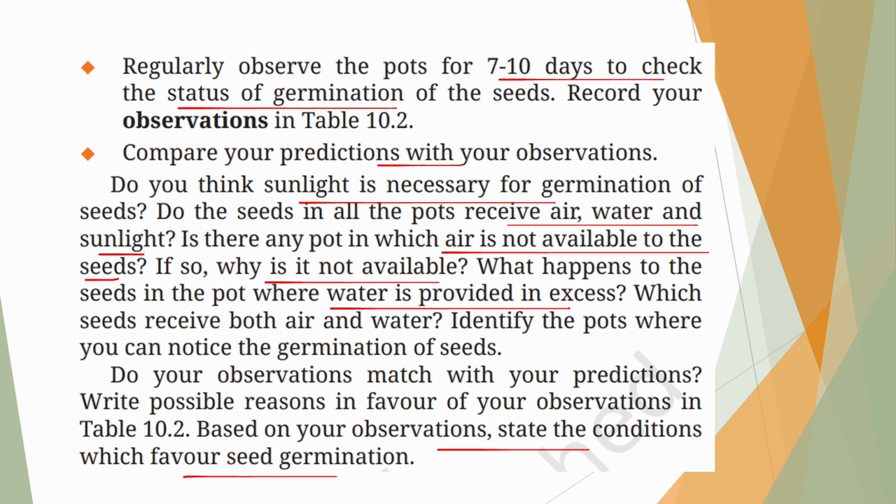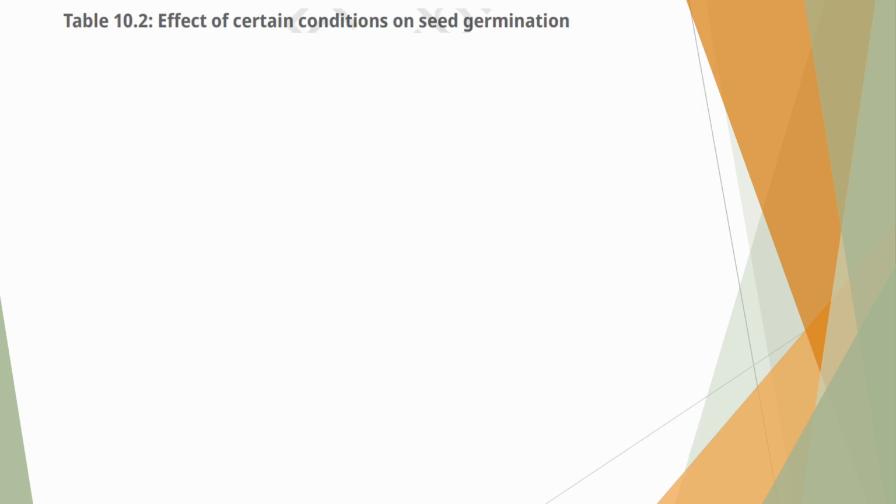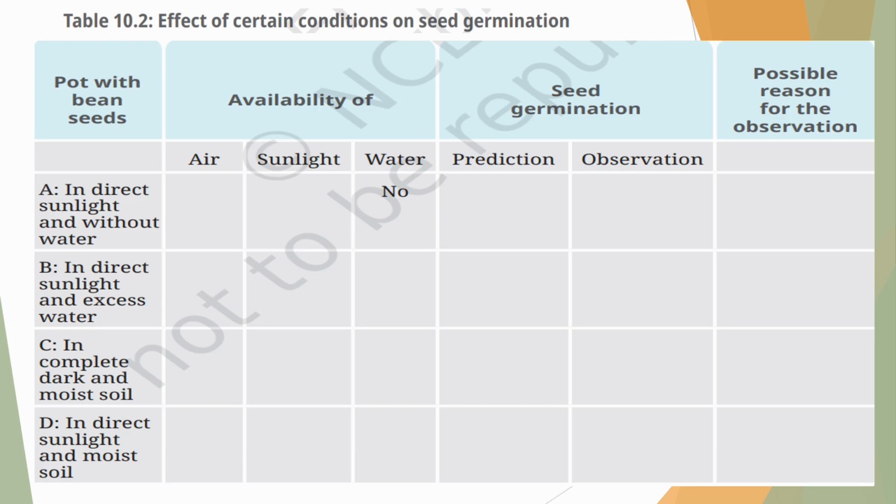We will see the table now. Effect of certain conditions on seed germination. Pot with the bean seeds. We have 4 pots, pot A, pot B, pot C, pot D. Then availability of air, sunlight, water. Then seed germination, our prediction, observation. Then possible reason for the observation.